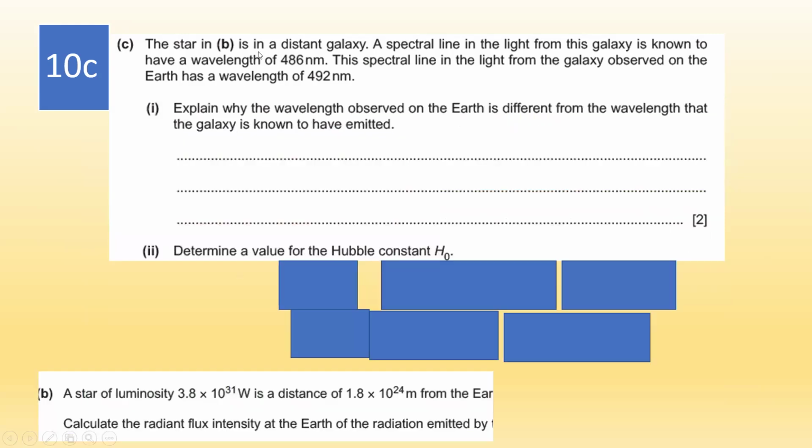The star is a distant galaxy. The spectral line in the light from the galaxy is known to have a wavelength of 486 nanometer. The spectral line in the light from the galaxy observed on the Earth has a wavelength of 492 nanometer. Explain why the wavelength observed on the Earth is different from the wavelength that the galaxy is known to have emitted. Why are these two values different?